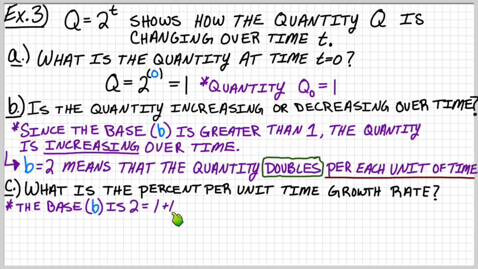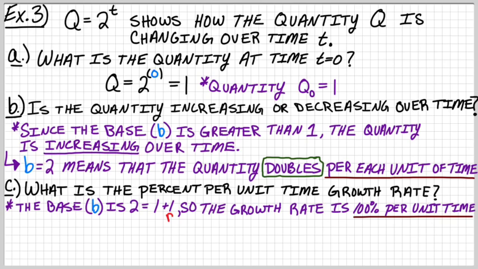So that's 1 plus 1. You can think about it as like 1 is 100%, and you add 1 more, that's like your r, that's like your growth rate. So really, that's 100% growth per unit time. So we can say our growth rate is 100% per unit time, which in this case is just another fancy way to say it doubles for every unit time.